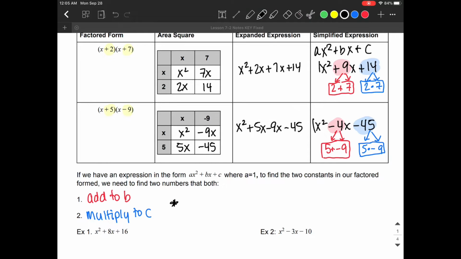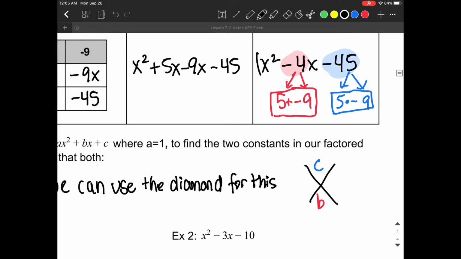When we need two numbers that add to something and multiply to something else, we can use that diamond. That's why we can use the diamond for this, the diamond that looks like this. We need two numbers that multiply to c and add up to b. If you forget what the diamond means, it's two numbers that multiply to this and add to that bottom number.